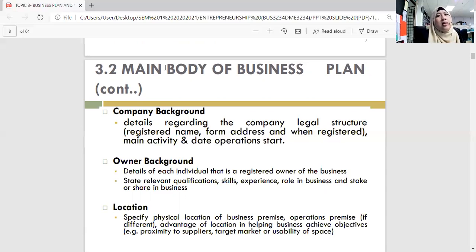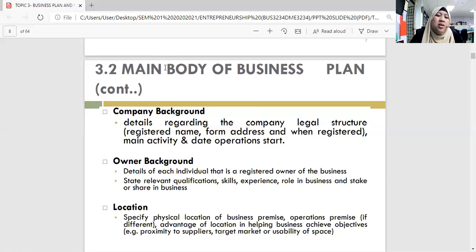In the real case, even though you registered your company, let's say today, 24th August 2020, it doesn't mean 24th August 2020 is the date the operation starts. So basically, the registration date and the operation date can be different.